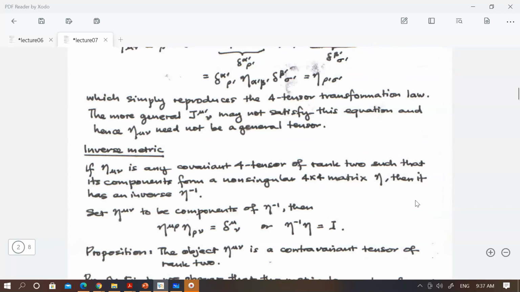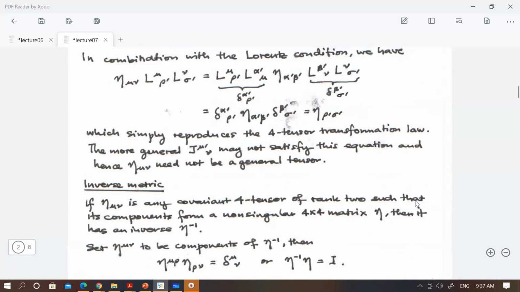Right. So this metric eta mu nu is a 4 tensor in special relativity. Generally, the Lorentz condition only works in special relativity. In other words, if one has a general coordinate transformation for the tensors, then it won't obey the Lorentz condition anymore.